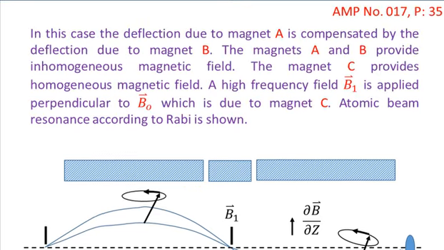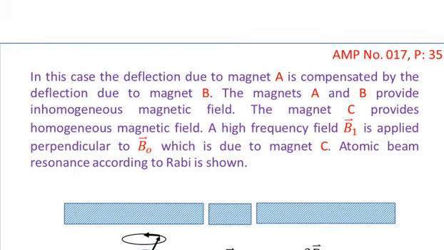So now I am going through the text very quickly, because I have explained the setup in much greater detail. In this case, the deflection due to magnet A is compensated by the deflection due to magnet B. The magnets A and B provide an inhomogeneous magnetic field. The magnet C provides a homogeneous magnetic field. A high frequency field B1 is applied perpendicular to B0, which is due to the magnet C. Atomic beam resonance according to Rabi is shown.